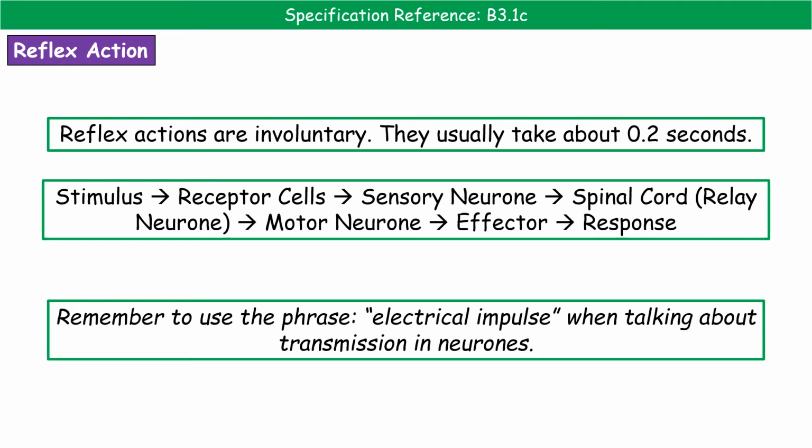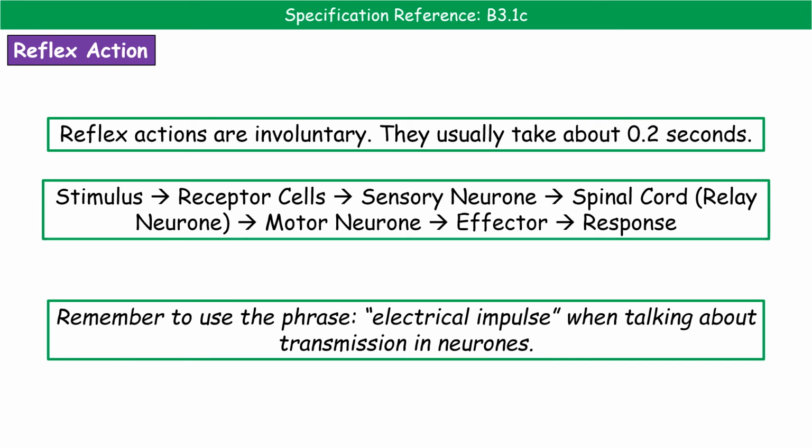So we've got our flowchart here to show us what's happening once more. We start off with the stimulus, so some kind of change in the environment which is sensed by the receptor cells. Those receptor cells then cause an electrical impulse to be passed through the sensory neuron to the spinal cord. Once in the spinal cord, that electrical impulse passes through the relay neuron to the motor neuron. Notice how it's not gone to the brain at this point. And then the electrical impulse travels through the motor neuron to the effector, and the effector will either contract if it's a muscle or secrete a hormone if it's a gland, which brings about the response.